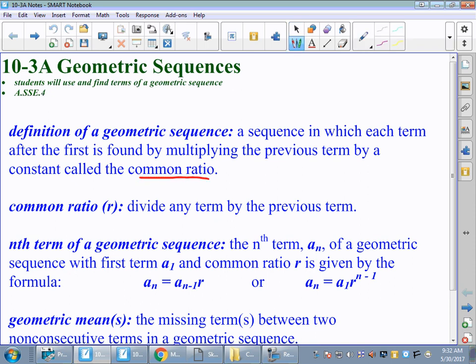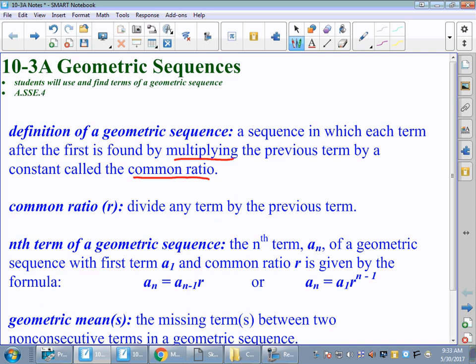So instead of having a common difference that we add each time, we're going to multiply by what's called a common ratio. The first term can be any number, so that's why the pattern really starts after you have the first term. So the common ratio, to figure that out, you divide any term by the previous term.